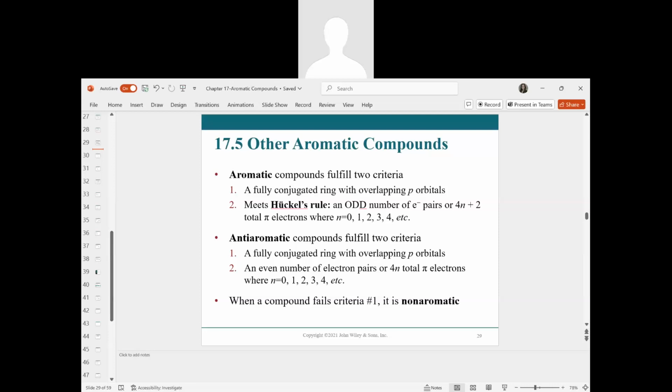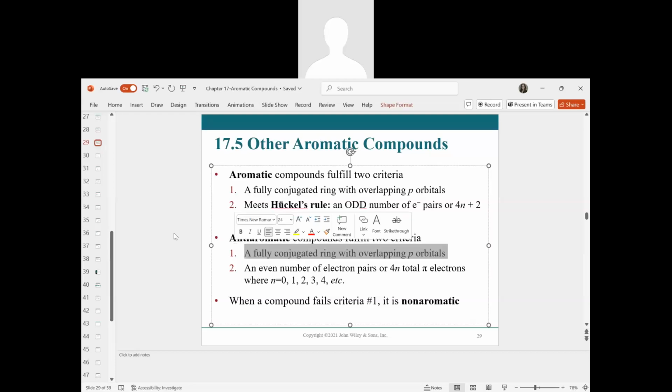Then when we talk about anti-aromatic compounds, they also fulfill two criteria, the same as the first: they have a fully conjugated ring with overlapping p orbitals, but instead of a Huckel's number of electrons and an odd number of electron pairs, they will have an even number, but we can think of that as 4n instead of 4n plus 2. So that's the main difference between our aromatic and anti-aromatic compounds.